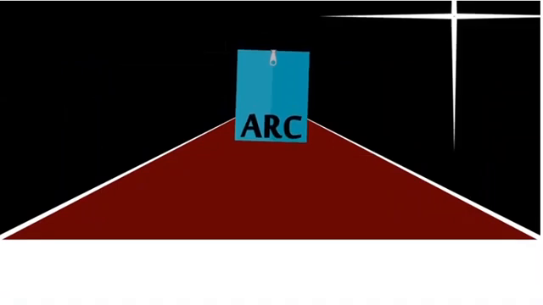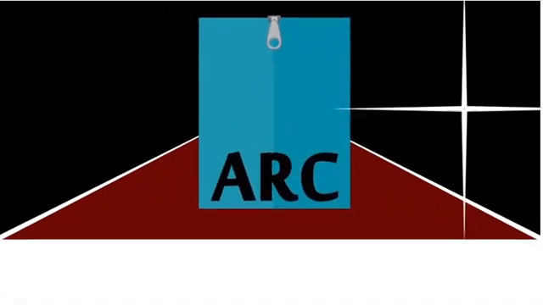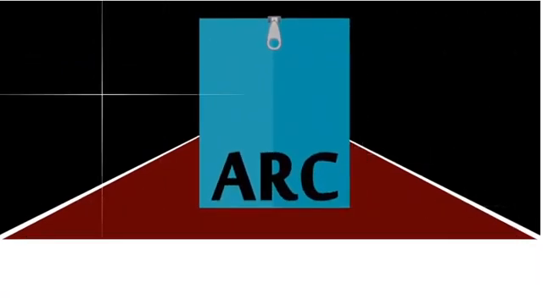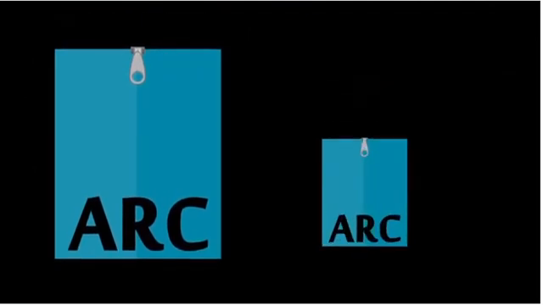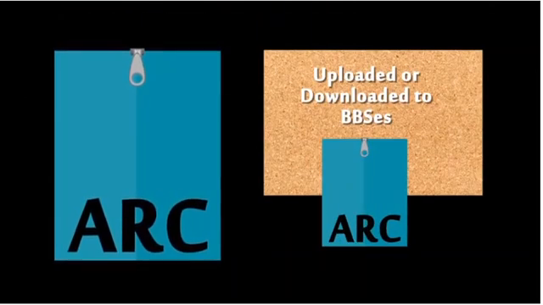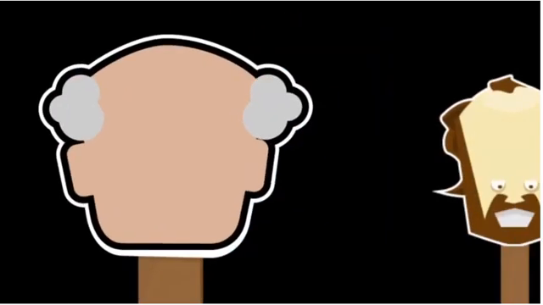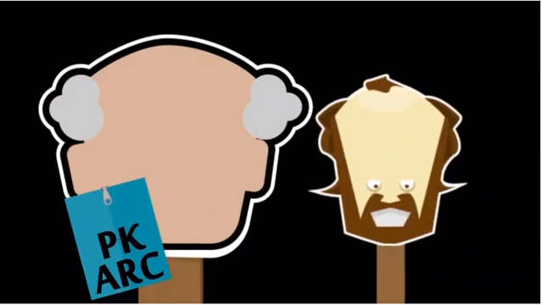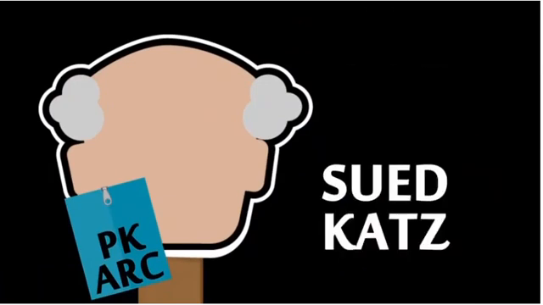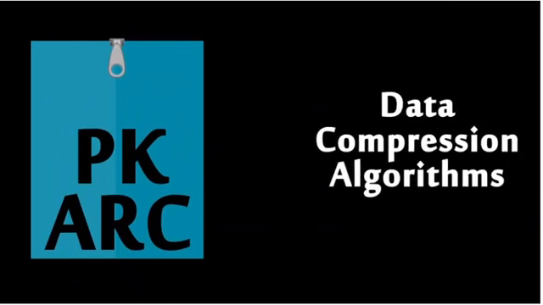Arc was the first zip-like program for the PC to become famous. It was used to compress files that were uploaded and downloaded to and from BBSs, or bulletin board systems. PKArc was faster than Arc because it was written in assembler. It was an instant hit. Henderson, who had created Arc, sued Katz. Katz had taken his PKArc source code and added in data compression algorithms. He renamed the product PKZip.